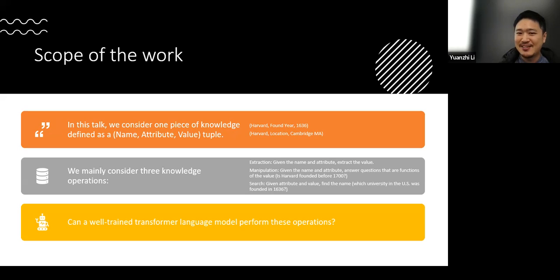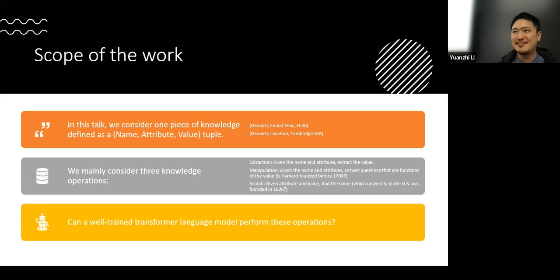Okay, and we also consider knowledge search, which is super important. After memorizing the topic of Harvard, you want to be able to answer a question like which university was founded in 1636. Okay, this is like given the attribute and the value, you want to extract the name. So these are three operations we want to understand.